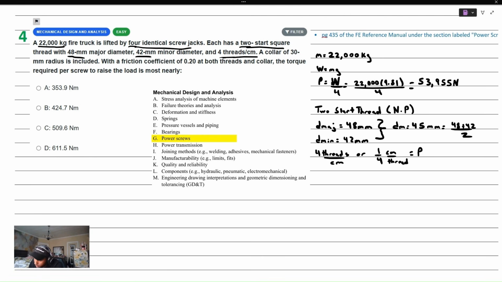A collar of 30 millimeter radius, so the radius of that collar is 30 millimeters, is included with a friction coefficient mu equal to 0.2 at both the threads and the collar, so they have equal friction values. The torque required to raise the load is most nearly, so that is T sub R is what we're looking for. So this problem is really focused on the idea of power screws, and again, we're going to be looking inside of the FE reference manual here and seeing how we can use some of our inputs to find out the torque required to raise the load.